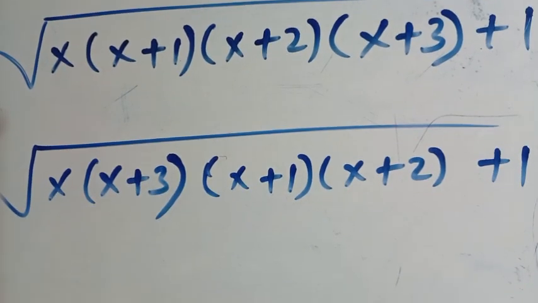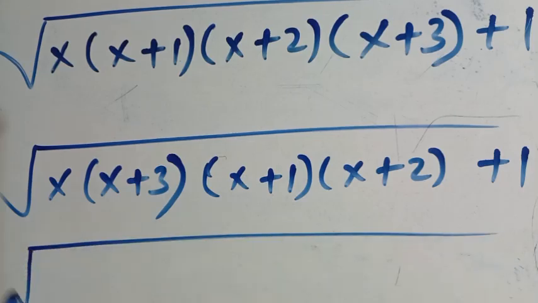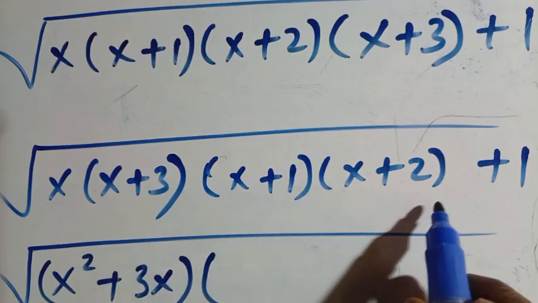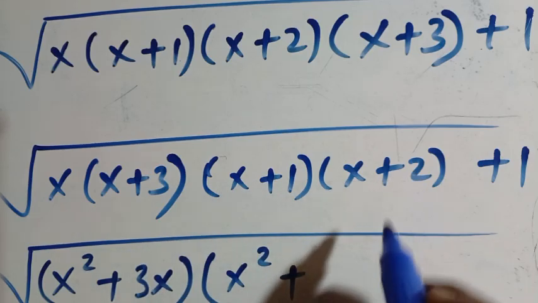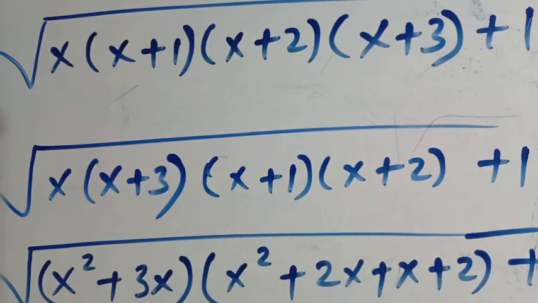So in the next step, let's open this one out. We have the square root of x multiplied by x, which is x squared, plus x multiplied by 3, that is 3x. So we bracket this. Then multiplying this one out, x times x is x squared, plus x times 2 is 2x, plus 1 times x is x, plus 1 times 2 is 2. Then here is plus 1.